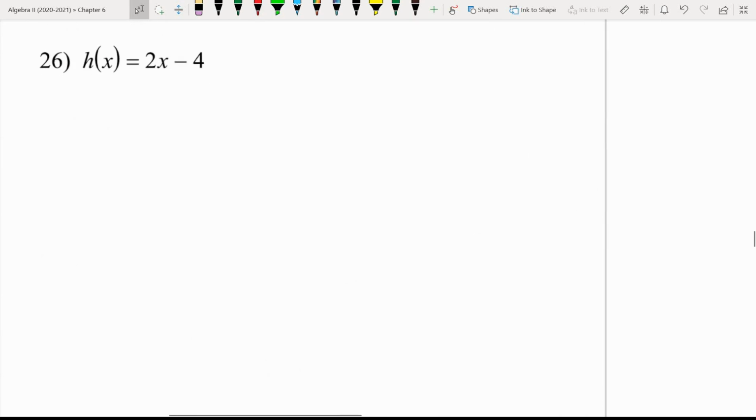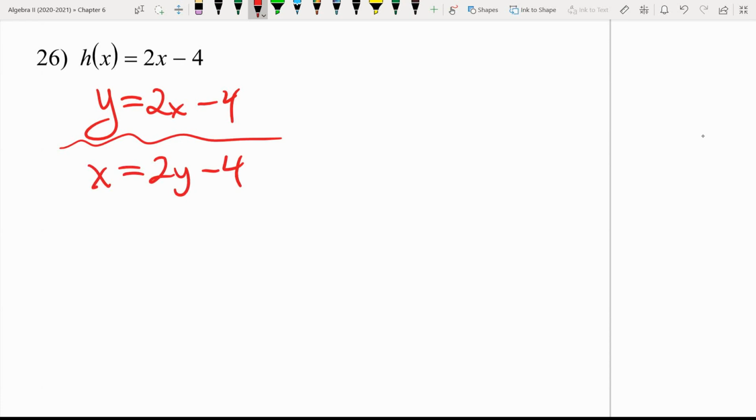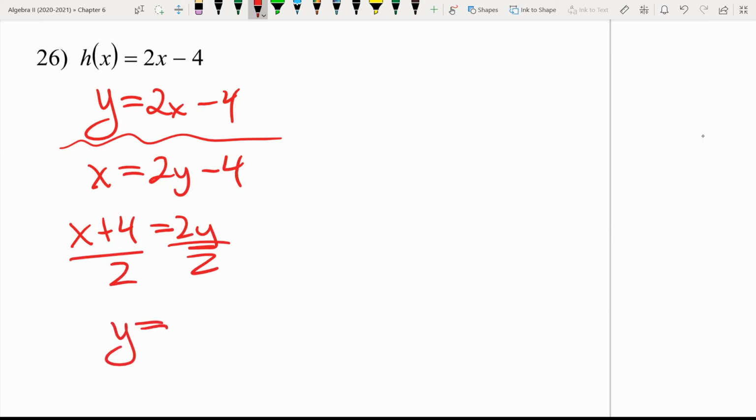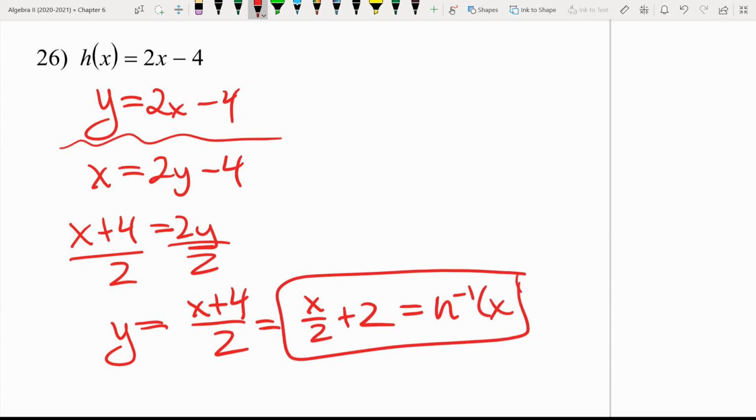26 was actually easier on this one. We'll rewrite it first: y equals 2x minus 4. Swap our x and y, so x equals 2y minus 4. Now solve for y. I'm going to bring the 4 to the other side, so it's x plus 4 equals 2y. Divide everything by 2. So you end up with y equals, you can just leave it as this. You don't have to split it up if you don't want to. If you did, it'd be x over 2 plus 2. And this is our h inverse of x.